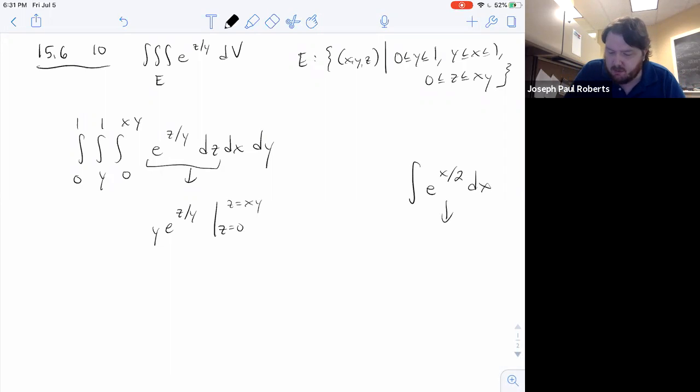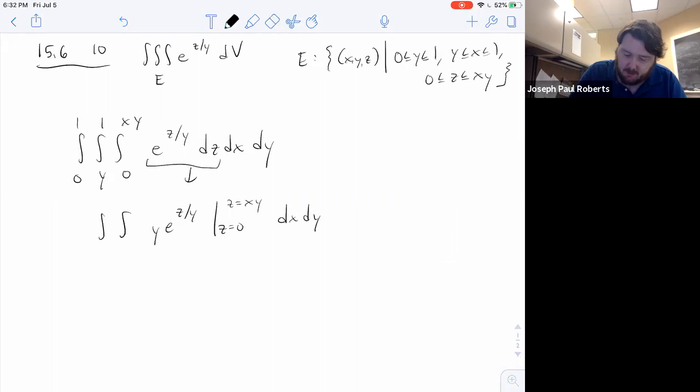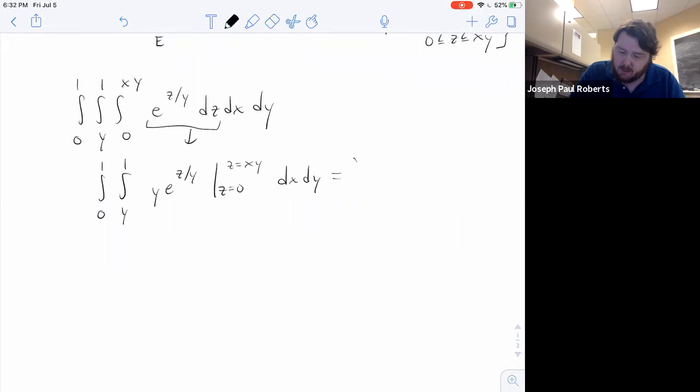But yeah, back in Calc 2, if you wanted to do the antiderivative of e to the x over 2, you would get 2 e to the x over 2. So similarly, the anti-partial derivative with respect to z of e to the z over y is y e to the z over y. And we still have our x and y layers here. So 0 to 1, y to 1.